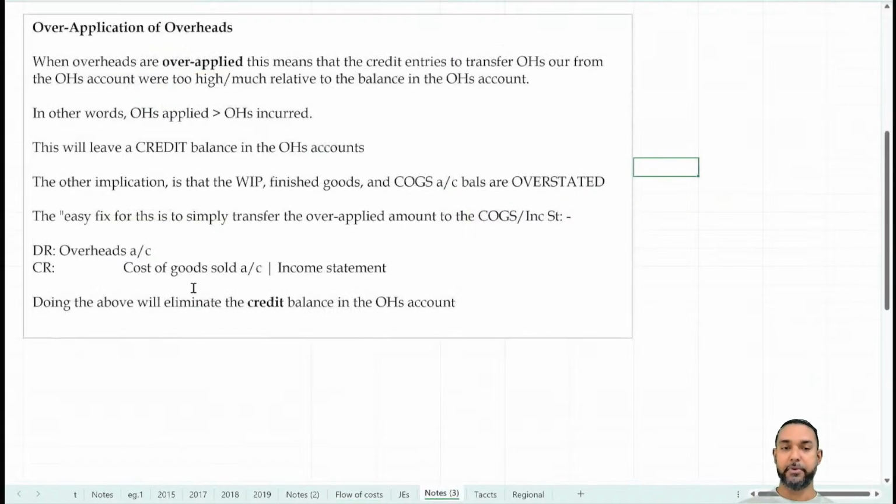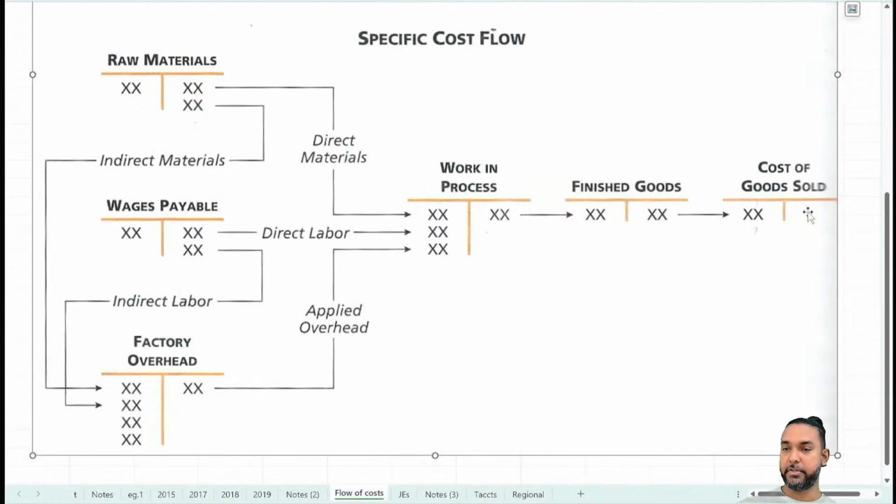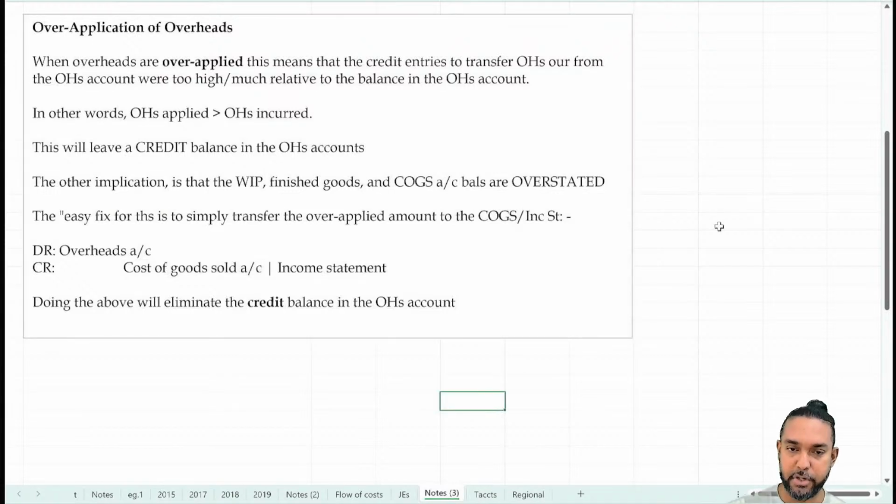So that's what the notes mean. You'll debit the overheads account to get rid of the credit balance or to counterbalance it, but you'll need to credit somewhere. In crediting cost of goods sold, you actually reduce the debit balance, which would make sense, because if you have overcosted your goods, your debit balance is too high. So to fix that, you have to credit the account to bring the balance back down. Okay, so that's the notes for that piece. Cool. So that's over application of overheads.